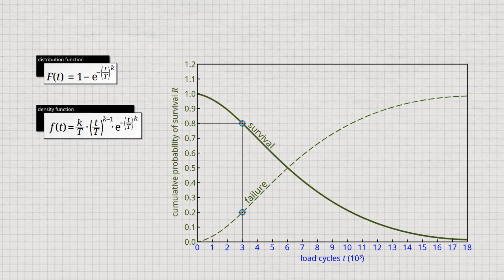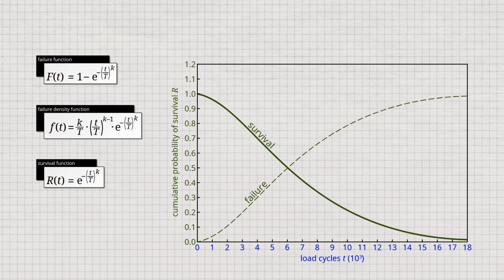The survival probability R and the failure probability F are thus linked as indicated. This finally results in the shown survival function, which is also called the reliability function. The diagram shows the course of the survival function, which is only mirrored vertically compared to the failure curve. The reliability curve indicates the number of components that are still fully functional.